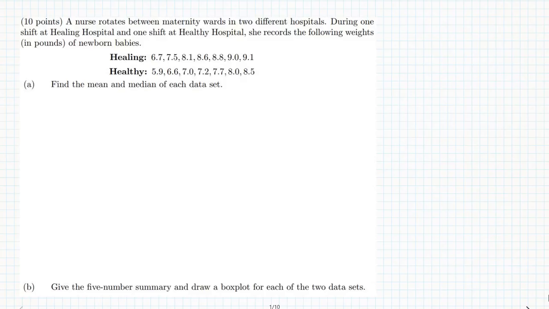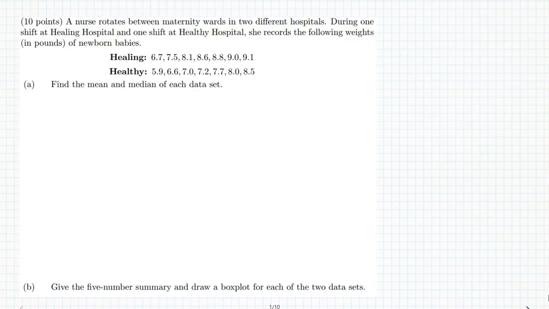We have a nurse who rotates between maternity wards in 2 different hospitals, and during one shift at Healing Hospital and one shift at Healthy Hospital, she records the following weights of newborn babies. At Healing Hospital: 6.7 pounds, 7.5 pounds, 8.1 pounds, 8.6 pounds, 8.8 pounds, 9.0 pounds, and 9.1 pounds. At Healthy Hospital: 5.9 pounds, 6.6 pounds, 7.0 pounds, 7.2 pounds, 7.7 pounds, 8.0 pounds, and 8.5 pounds. We want to find the mean and median of each data set.